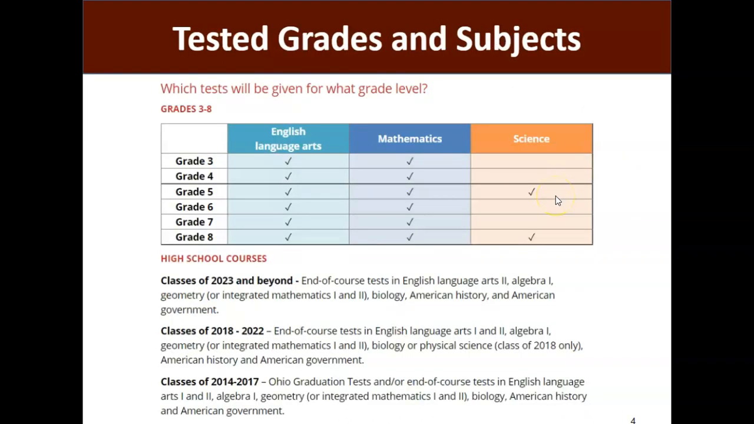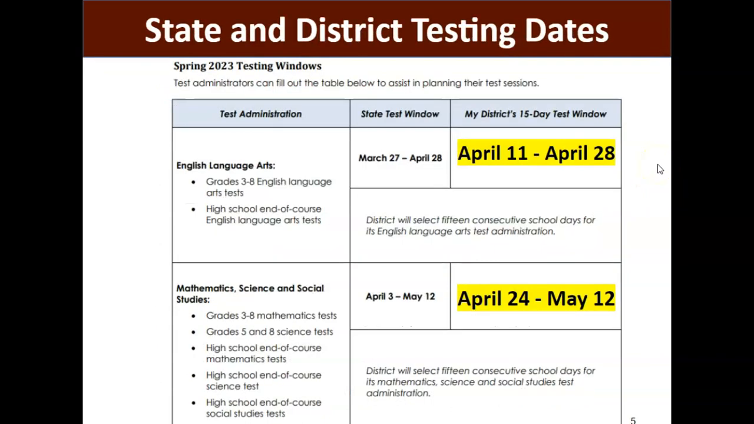So what grades and subjects are going to be tested? This hasn't changed a whole lot. In the elementary and middle school, ELA and math, all grades 3 through 8. In science, we have grade 5 and grade 8. In the high school, we have our end of course tests for ELA 2, Algebra 1, Geometry, Bio, American History, and American Government.